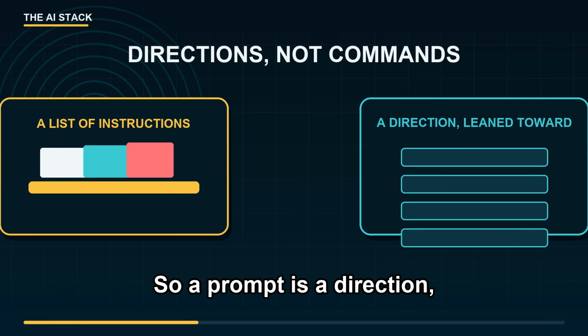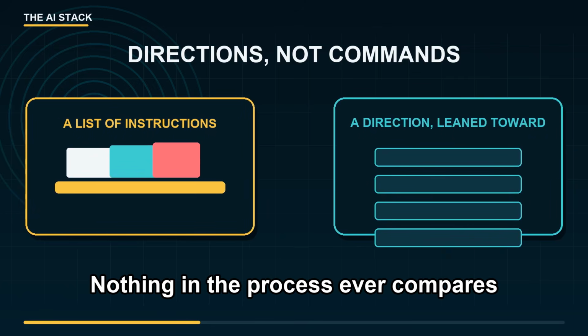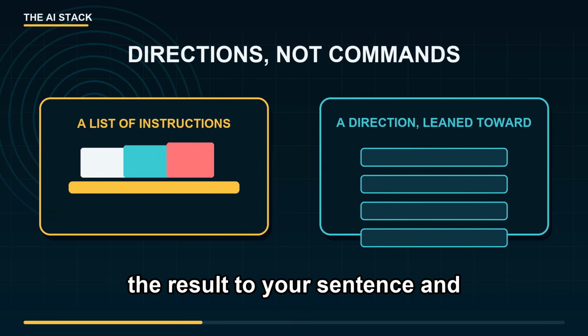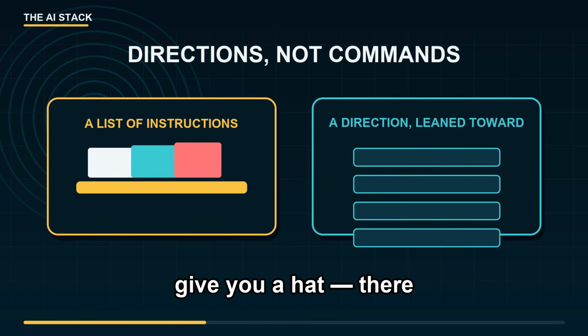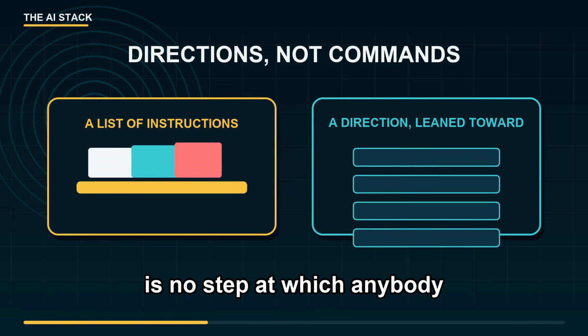So a prompt is a direction, not an instruction. Nothing in the process ever compares the result to your sentence and corrects it. That is why no hat can give you a hat. There is no step at which anybody checks.